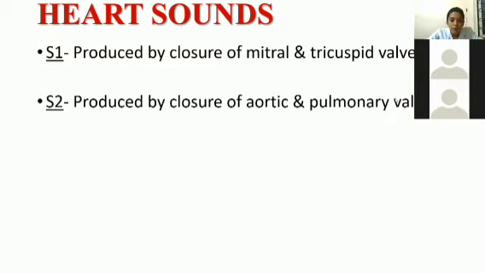S2 is produced by closure of the aortic and pulmonary valves. When blood is ejected out from the ventricles, the valves of both ventricles, the aortic and pulmonary valves, close, and the second heart sound S2 is produced. These two are the normal heart sounds.